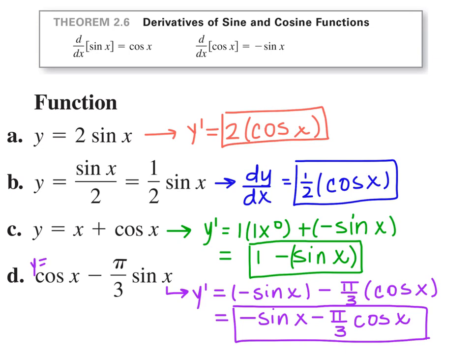Our next example is y equals x plus cosine of x. I'm going to take the derivatives of the x and the cosine of x separately, so that's going to leave me with 1 and a minus sine of x.